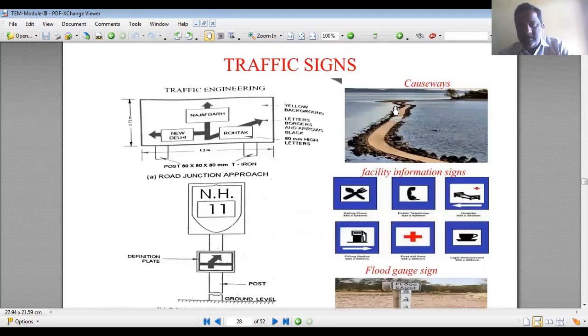Next, this is a causeway. Here, if you want to travel on this causeway, you should know the flood gauge level. What is the high flood level in monsoon season? For that, you have to know the flood level. If you know the flood level, you can travel on this road.